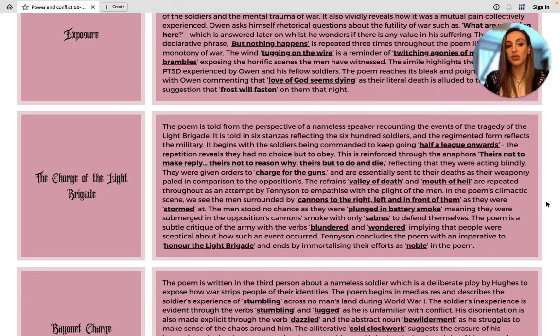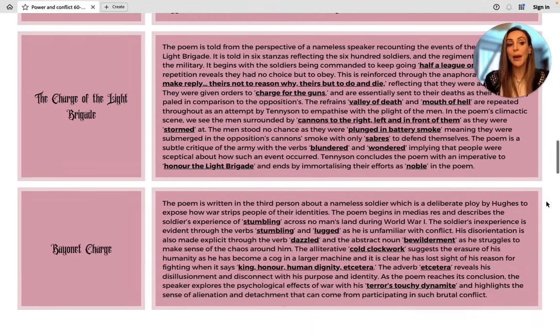The poem is a subtle critique of the army, with the verbs blundered and wondered implying that people were sceptical about how such an event occurred. Tennyson concludes the poem with an imperative to honour the Light Brigade and ends by immortalising their efforts as noble in the poem. Bayonet Charge.